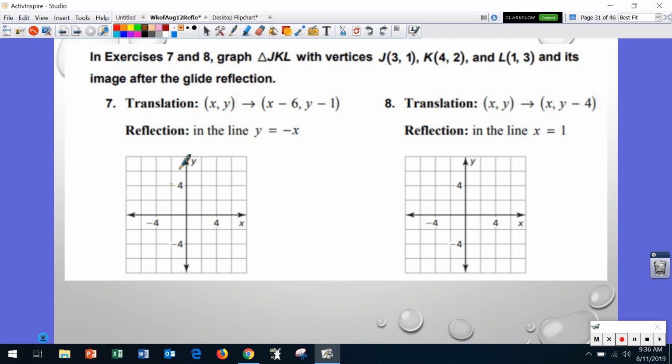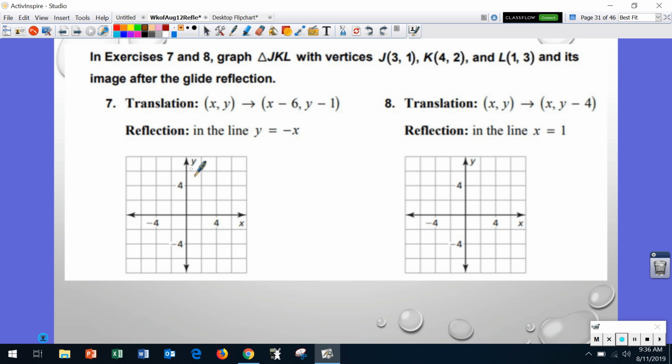So the first thing I'm going to do is plot these points that it gave me. It says (3, 1), (1, 2), (3, 1). So this becomes J. And then I'm going to go plot (4, 2). Oh, I'm making that mistake again. So we need to look at our scales. Our scale here is going by 2s.